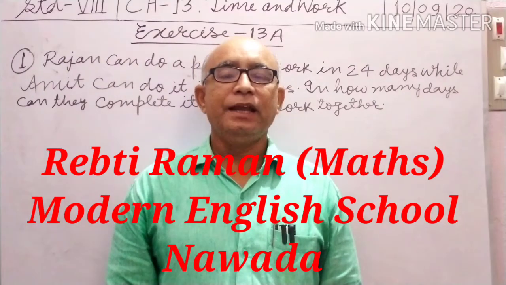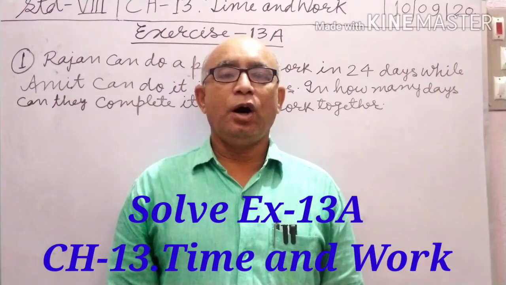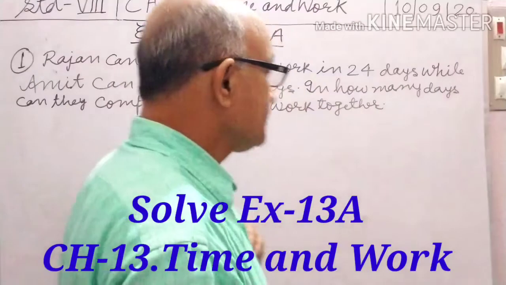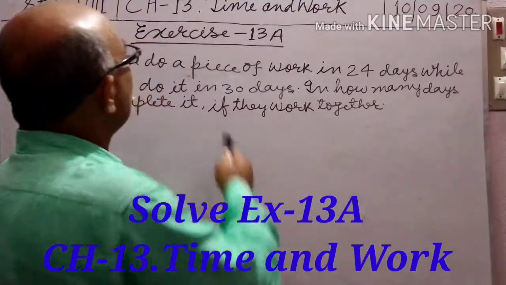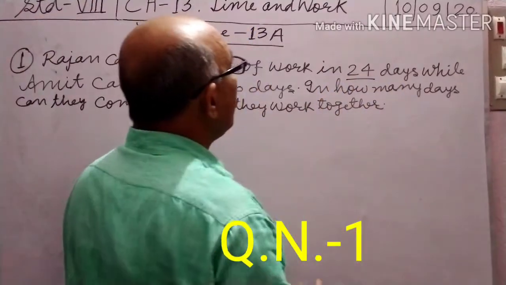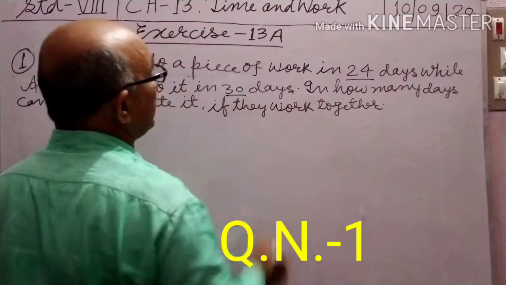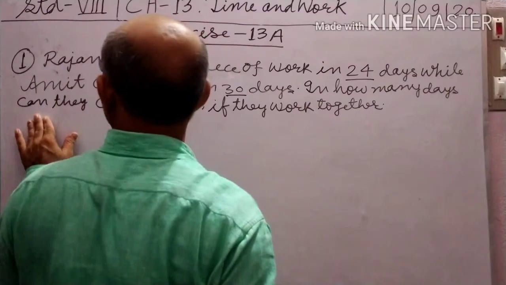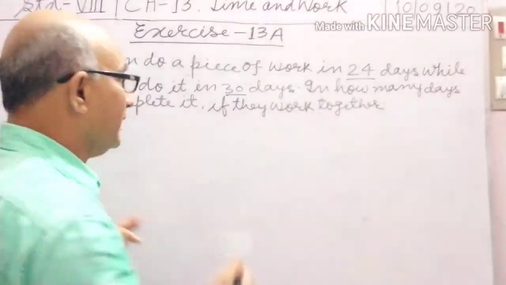Students, today I shall solve exercise 13A of chapter 13, time and work. One question is written here. Question number 1. Rajan can do a piece of work in 24 days, while Amit can do it in 30 days. In how many days can they complete it if they work together?